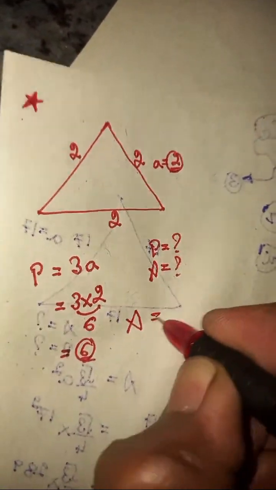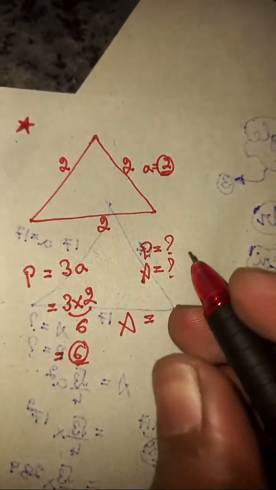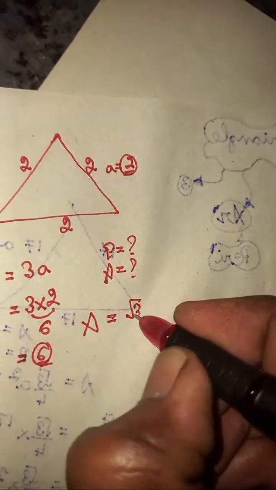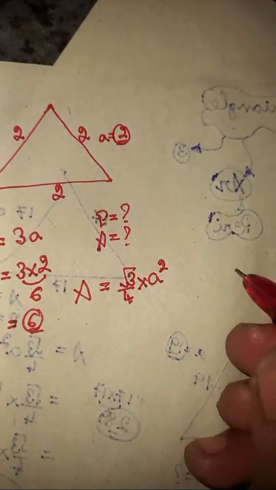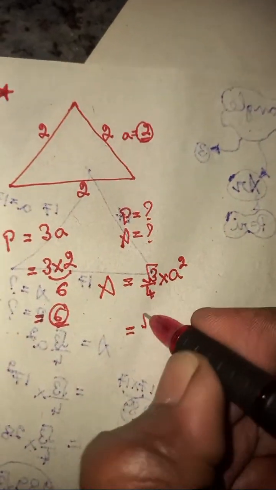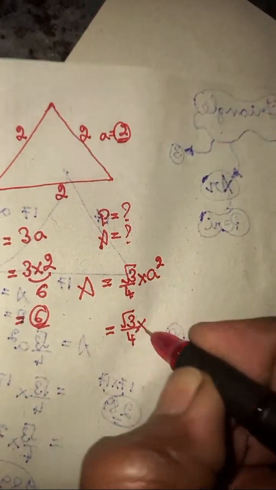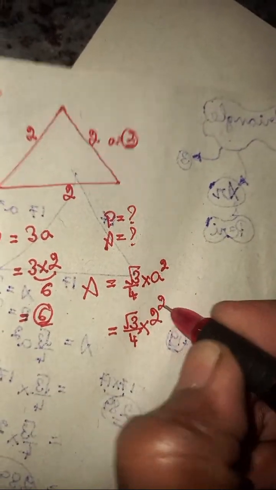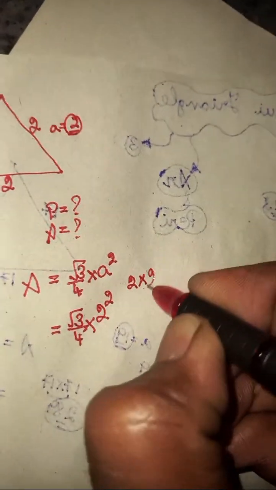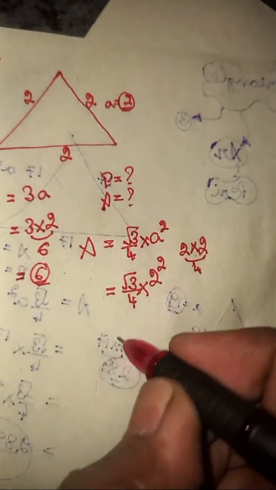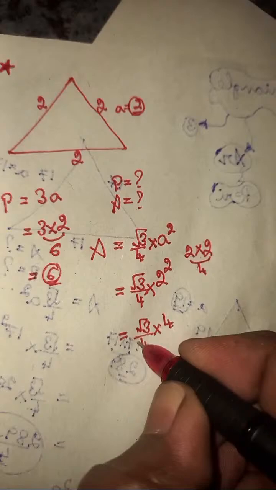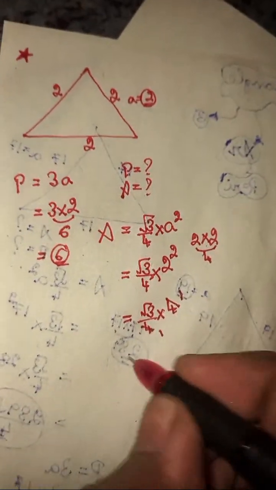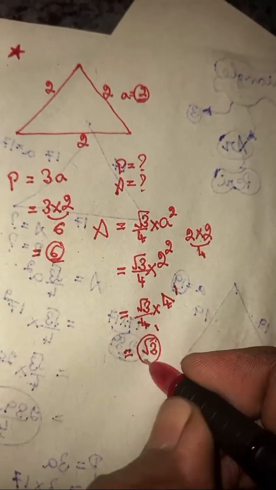Let's find out the area. Now area you can find by root 3 by 4 times side length square. You're going to get root 3 by 4 times 2 square. Here 2 times 2 becomes 4, so it is root 3 by 4 times 4. 4 divides 4 one time. This area is root 3 square units.